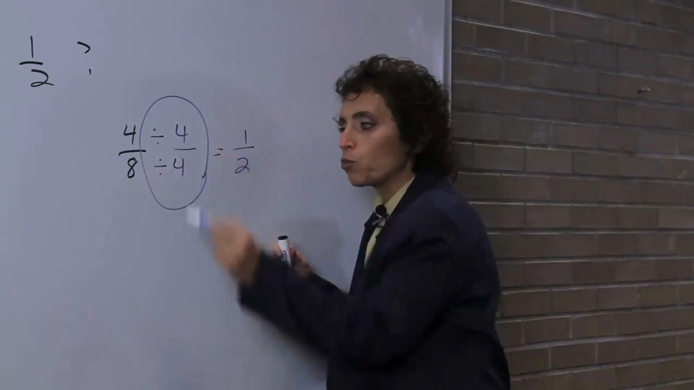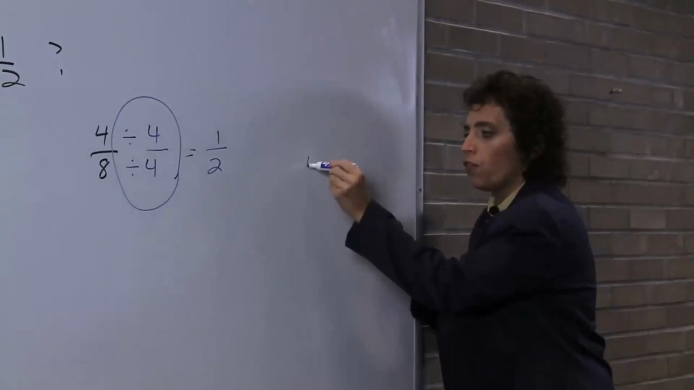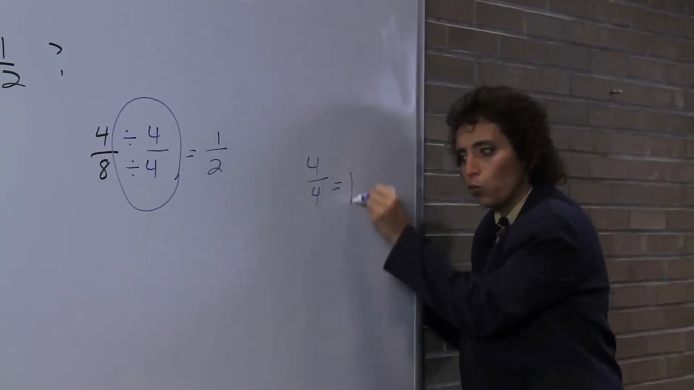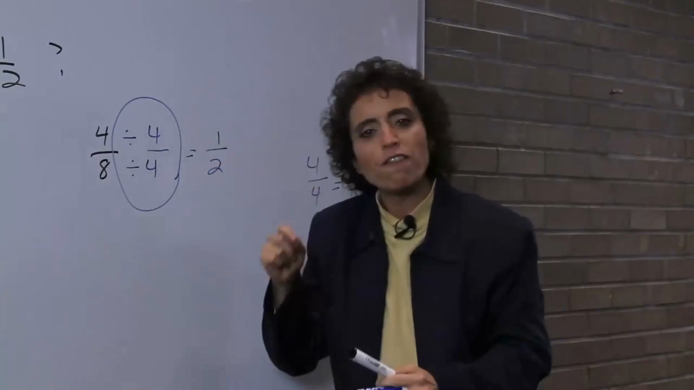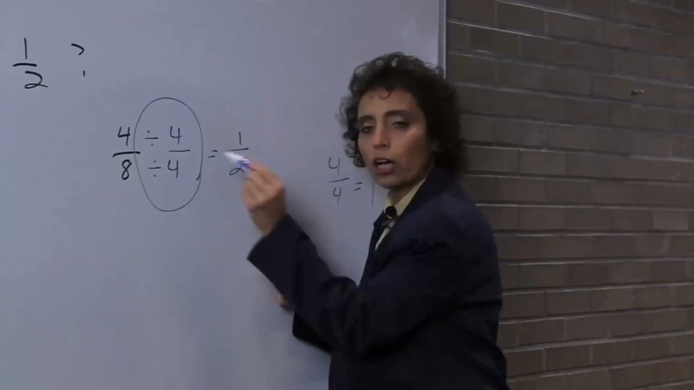And now think about what you're really dividing by. You're really dividing by 4 over 4. 4 over 4 is truly 1. So you must be dividing by a form of 1. That is how you simplify a fraction or reduce a fraction.